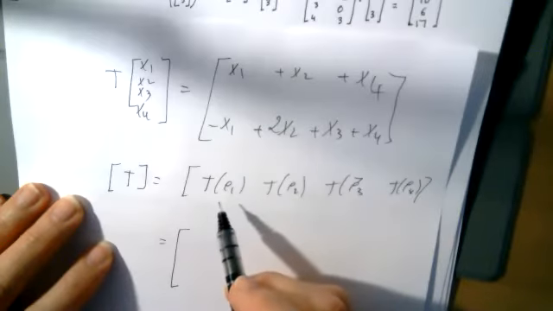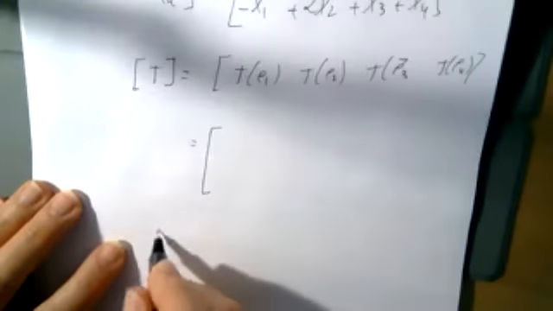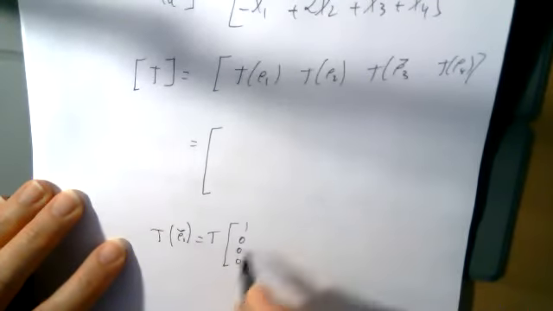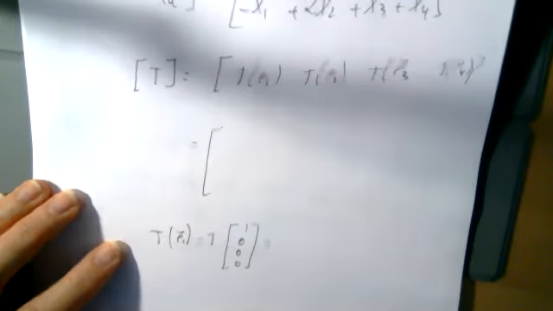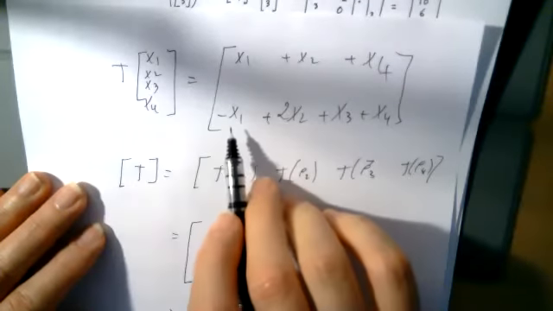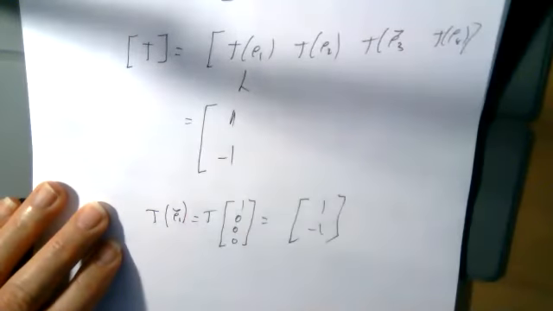All right, let's compute T of E1. Because I am in R4, E1 is (1, 0, 0, 0). So what's T of (1, 0, 0, 0)? The first component is 1, and here I have minus 1. So it means T of E1 is (1, minus 1).